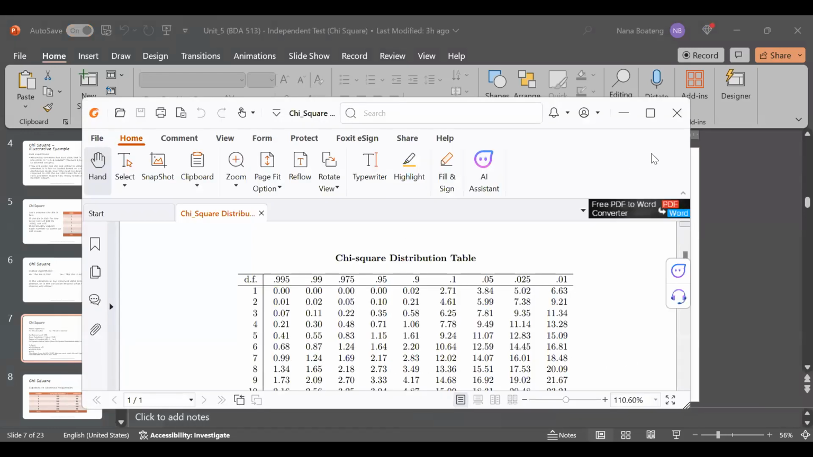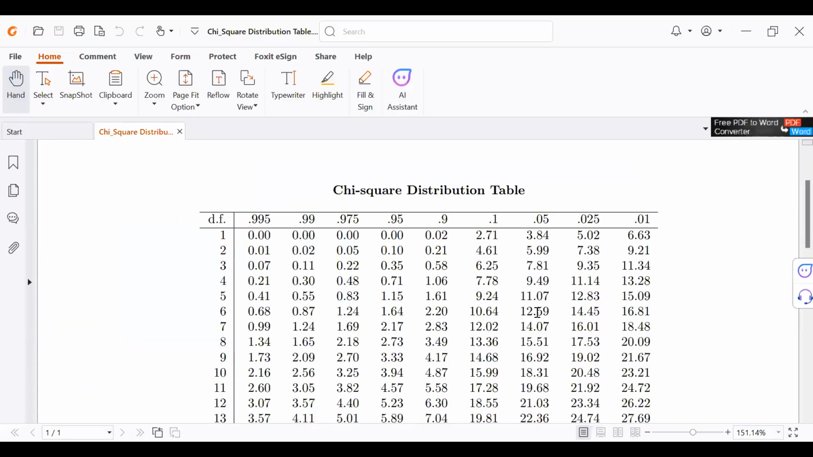Can you see the distribution table? Yes, Nana. I'm saying like on Zoom, can you see it on your screen? Yes, you can see it. We can see it, Nana.